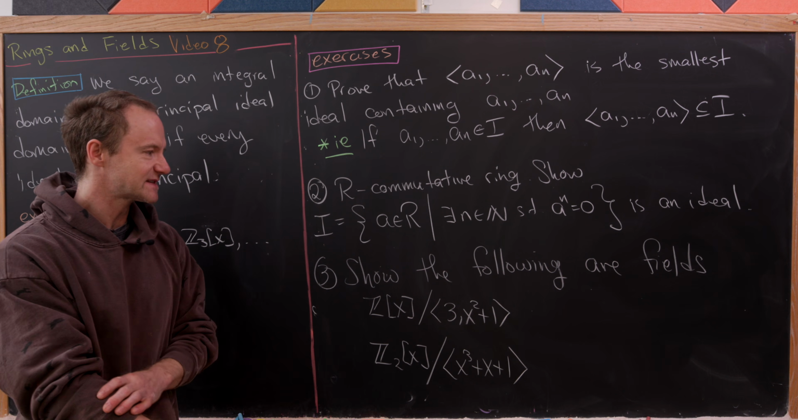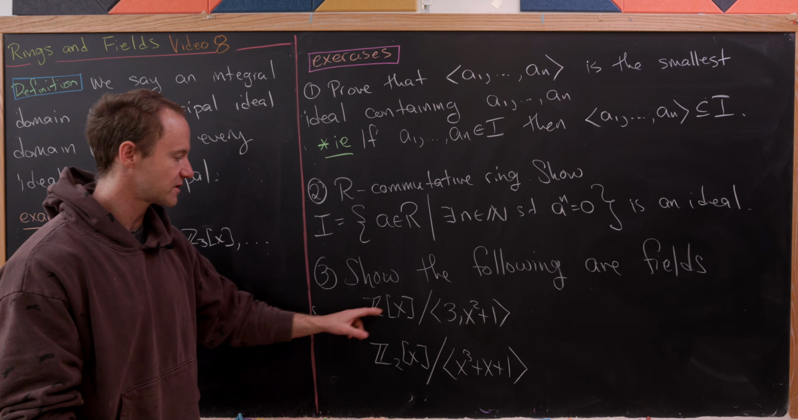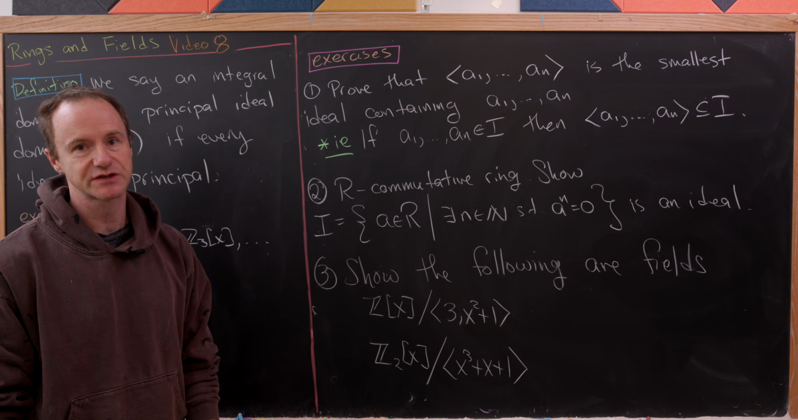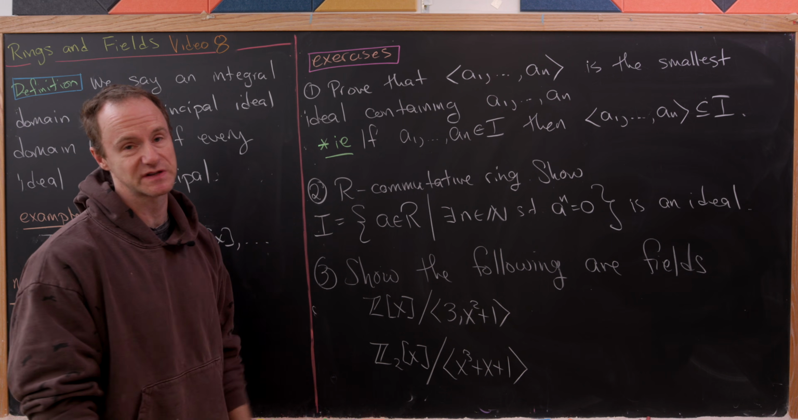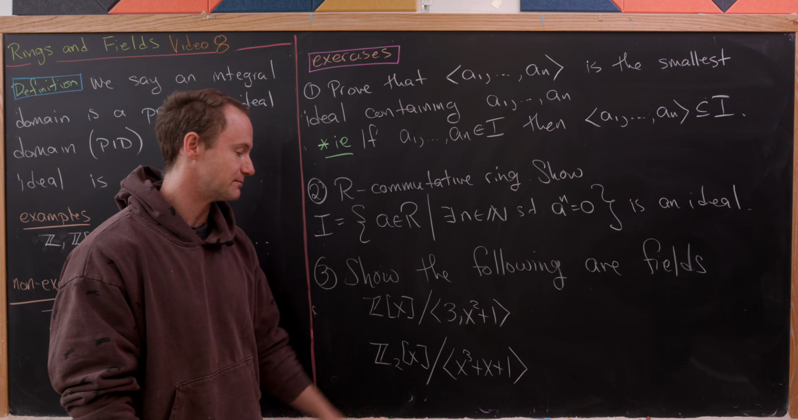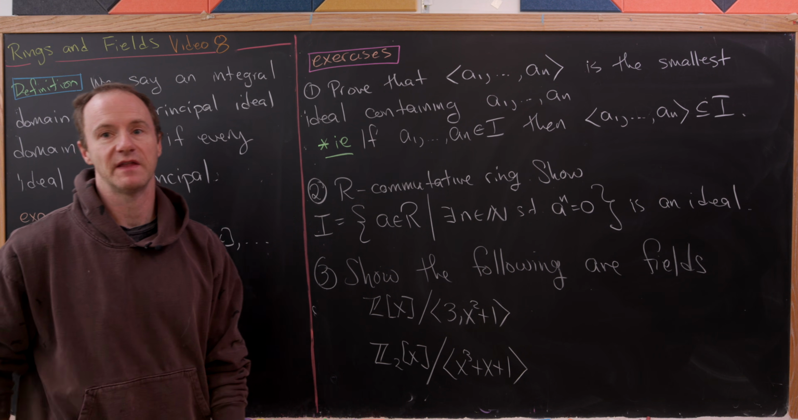Okay, so next up, let's show that the following quotients are fields. The first is Z adjoin x mod the ideal generated by 3 and x squared plus 1. So it's generated by two things here because this is not a principal ideal domain. Then the next one is Z2 adjoin x mod the cubic polynomial x cubed plus x plus 1. And that's a good place to stop.